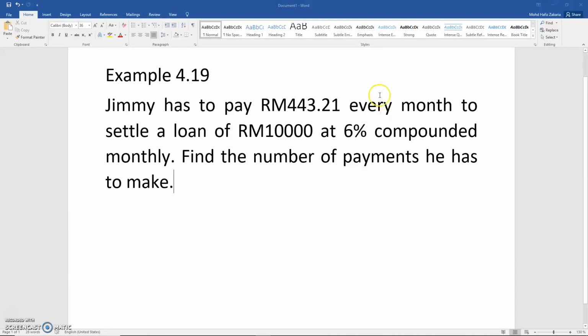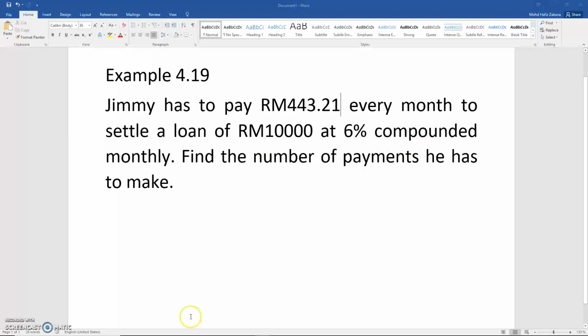Okay, so we have the first one. Jimmy has to pay this value. Obviously, this is the value of R, the equal periodic payment, every month, to settle a loan of 10,000. So the loan is 10,000, or in other words, the original value is 10,000. And we can also say that the present value is 10,000. So Jimmy actually made a loan of 10,000. Basically, we have the value of A, and 6% compounded monthly is the value of i.